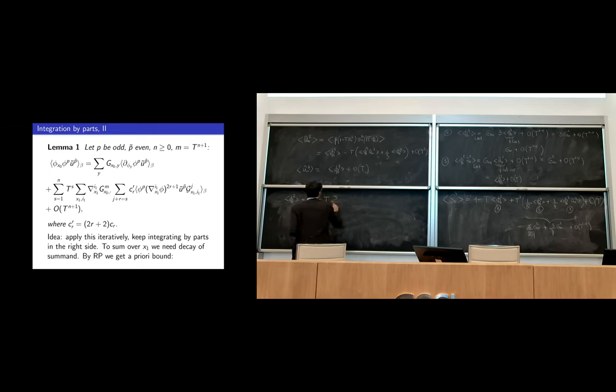sum over x and i, gradient i x of g zero. This means that this is a derivative acting on the second variable. So this is, if you like, the discrete gradient of g zero comma x, where the gradient acts on the second variable. And then we have sum over j plus r equal to one of this c prime r, which is just minus one to the r plus one over r plus one factorial. And then we have phi zero x phi to the two r plus one.